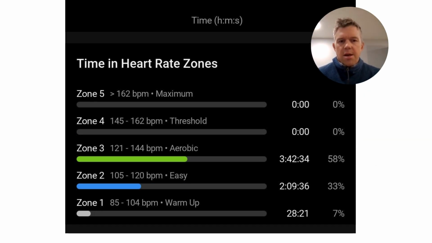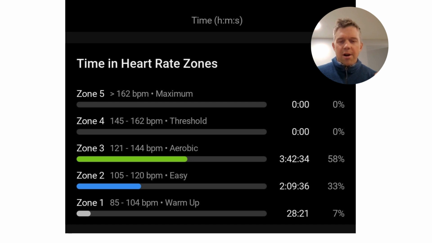And gang, this is an example of heart rate drift on a long effort. So what we're looking at here is my Garmin after a 6-hour, 20-minute gravel cycling ride. And you can see here 3 hours and 42 minutes in zone 3. So you're saying, what the heck? Neil, you're full of crap. You told me that I had to be below my aerobic threshold in order to hold that pace for hours and hours. Well, I was.